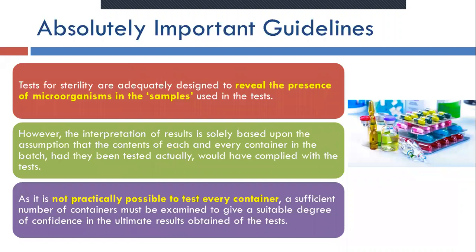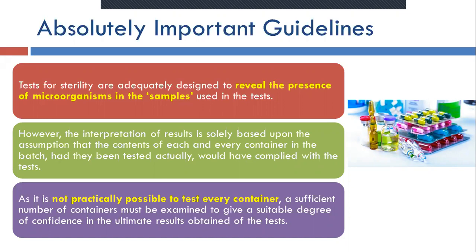Tests for sterility are adequately designed to reveal the presence of microorganisms in a sample used in the test. However, the interpretation of the result is based solely upon the assumption that the content of each and every container in the batch, had they been tested, would have complied with the test. That means whatever sample you have taken should represent the whole batch. As it is not practically possible to test every container, a sufficient number of containers must be examined to give a suitable degree of confidence in the ultimate results obtained for the test.